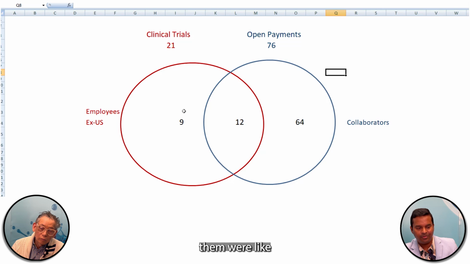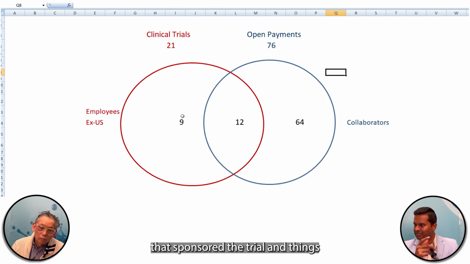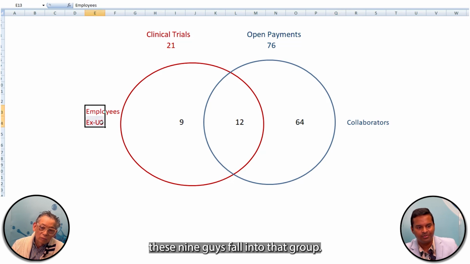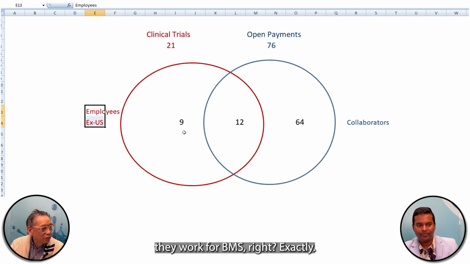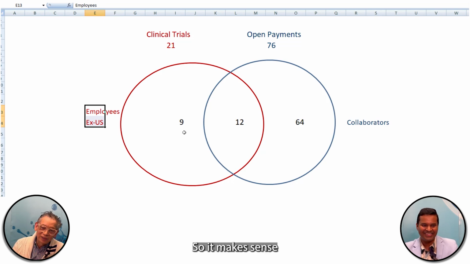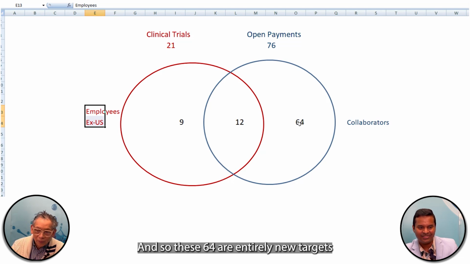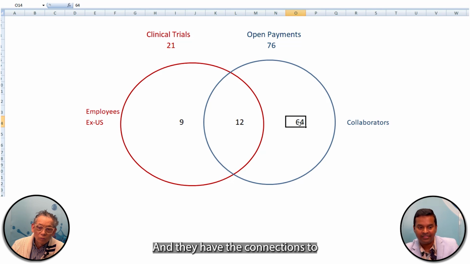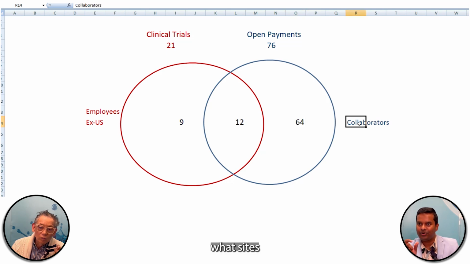So 9 of them were part of the company that sponsored the trial, and ex-US also didn't make it. These 9 fall into that group. Some of the 9 work for BMS, right? Exactly. So it makes sense that they won't be in the Open Payments. And so these 64 are entirely new targets that we can go after, and they have their connections to sites, and we call them collaborators. We can connect them to what site they were affiliated to.